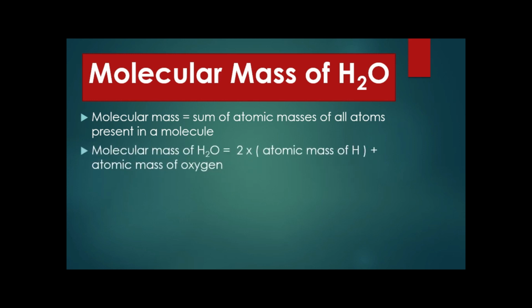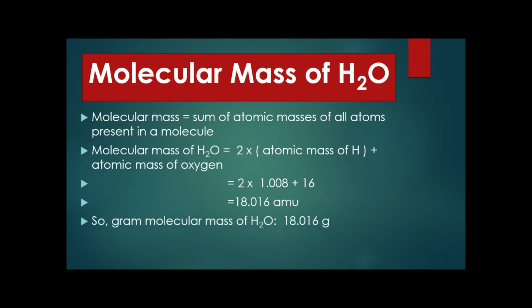Yes students, 2 into the atomic mass of hydrogen, because we have 2 hydrogen atoms, plus the atomic mass of oxygen, we have 1 oxygen atom. After putting the values of atomic masses, 2 × 1.008 + 16, we get the final value 18.016 AMU. This is the molecular mass of water. So the gram molecular mass of water is also 18.016 gram.